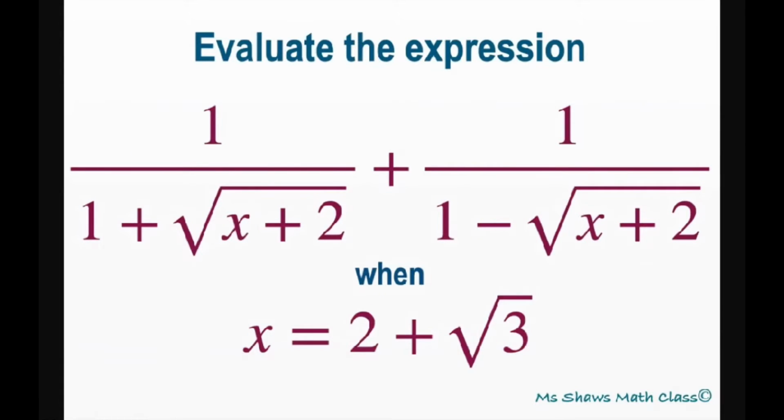Hi everyone, we're going to evaluate the expression 1 divided by 1 plus square root of x plus 2, plus 1 divided by 1 minus square root of x plus 2, when x equals 2 plus square root of 3. So before we substitute for our x, let's simplify our expression.